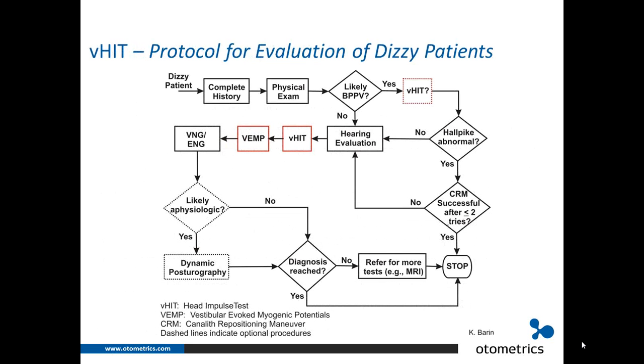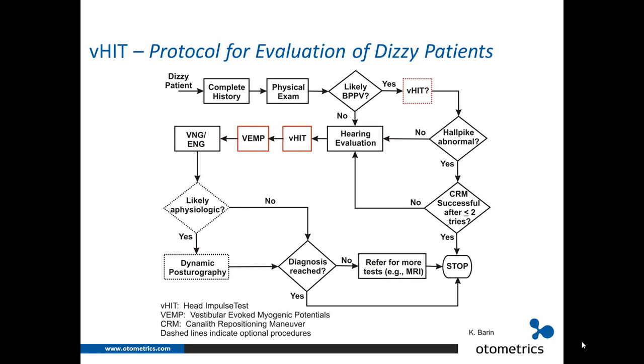Here's a sample protocol of how VHIT can be used in evaluation of dizzy patients. History and physical examination are always the first steps in the process. According to the American Academy of Otolaryngology, patients suspected of BPPV do not need to undergo full vestibular testing. The use of VHIT is not necessary for these patients, but it can be used as an adjunct, especially for patients who develop BPPV after a vestibular abnormality such as Meniere's disease or vestibular neuritis.